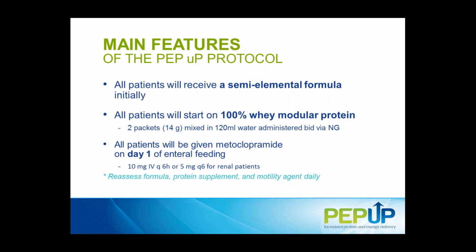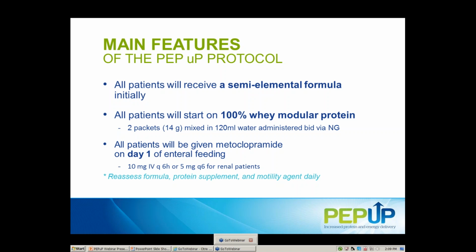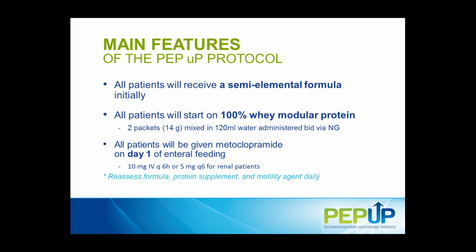Now I mentioned that there are a few novel features that are specific to the PEP UP protocol, so I thought I would just talk about those very briefly. The first one is that all patients initially receive a semi-elemental tube feeding formula. All patients start on a 100% whey modular protein, and it's 2 packets BID. All patients are given metoclopramide on day 1 of enteral feeding.